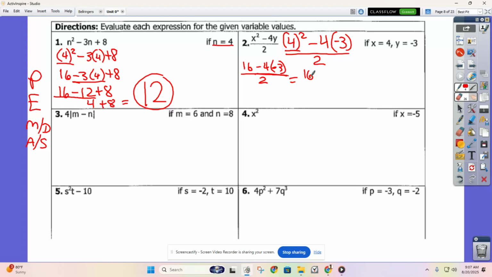And I get negative 4 times negative 3 is positive 12. Finally, I'm going to add that. That gives me 28 divided by 2, which is 14.